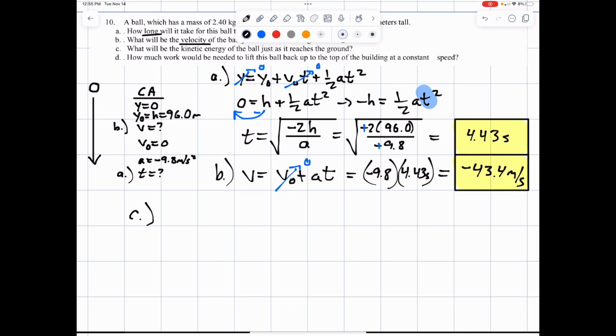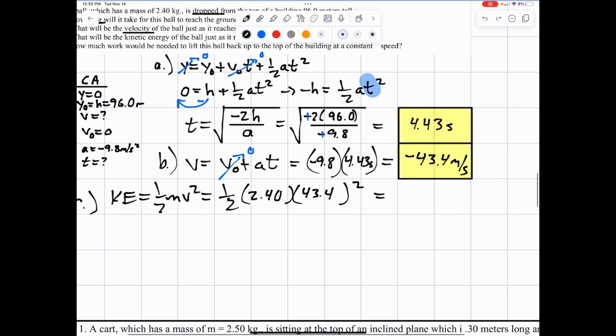All right, now part C, what's the kinetic energy of the ball just before reaching the ground? Well, we're going 1/2 times m times v squared. So the mass, if you remember, was 2.40. The speed, you just found it, okay, it's 43.4 meters per second. I can put the negative in if you want, but remember, when you square a negative, it becomes positive anyway. So I'm just going to leave the negative out because it really does no impact. Kinetic energy can never be negative. So go ahead and square your 43.4, multiply it times 2.4, and then take half.